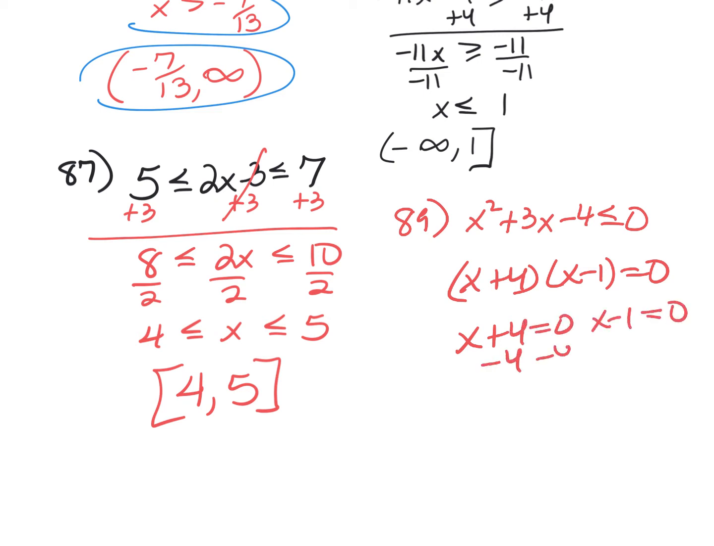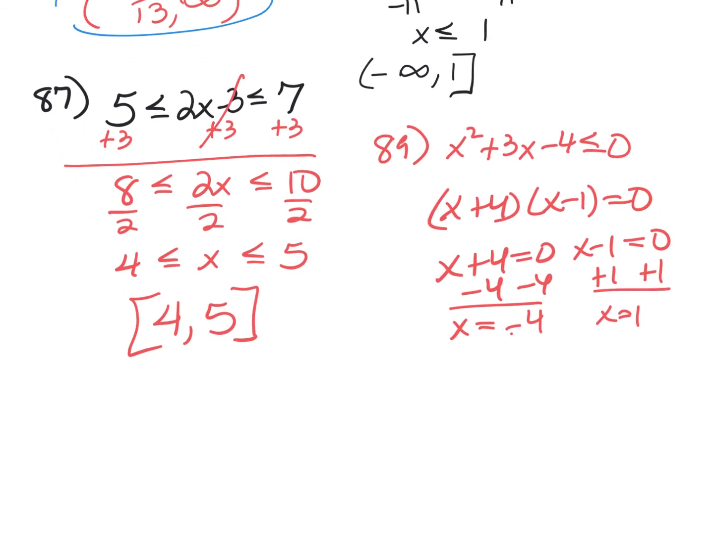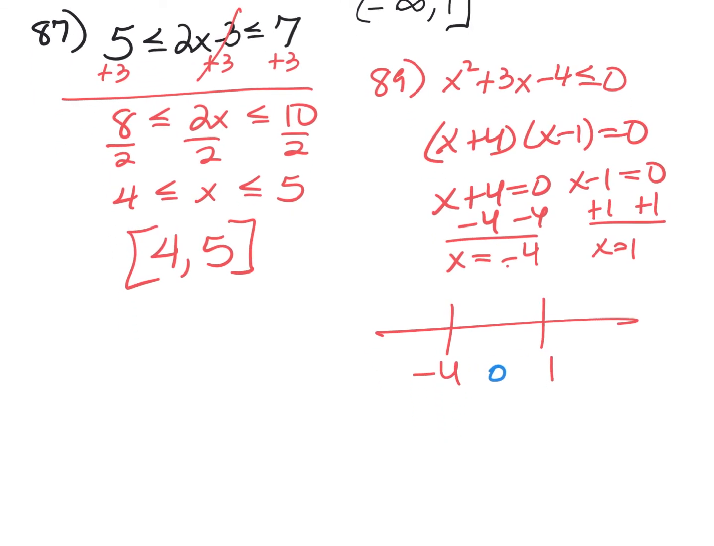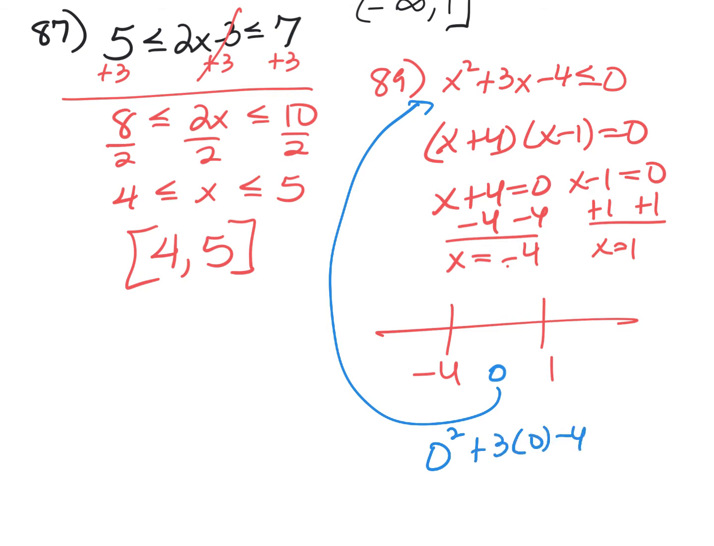So subtract 4, add 1, x equals negative 4, x equals positive 1. Negative 4 and 1. I need to get a test point, so I'm going to use 0. 0 is usually the easiest. It's located right here in between them. So I'm going to take my original and I'm going to plug in 0. So 0 squared plus 3 times 0 minus 4.